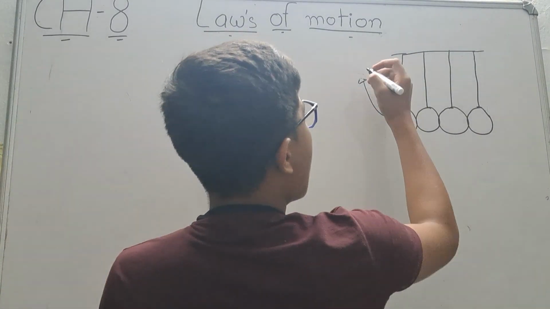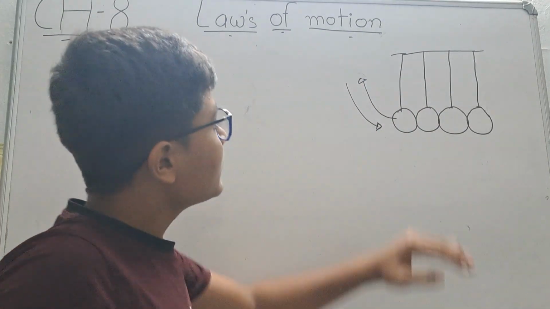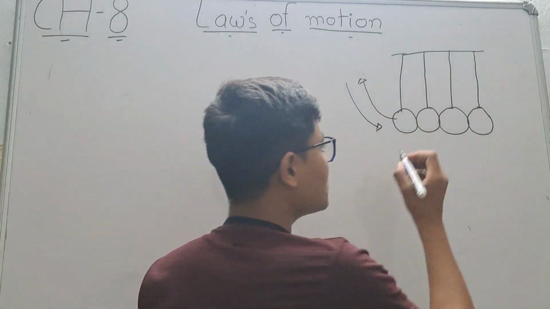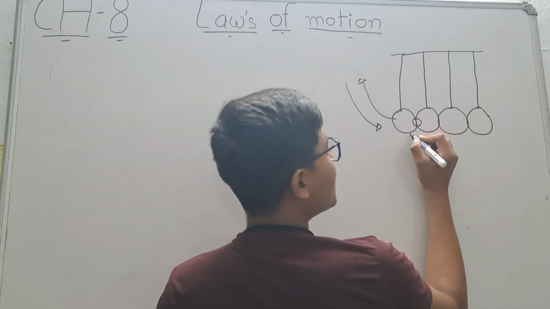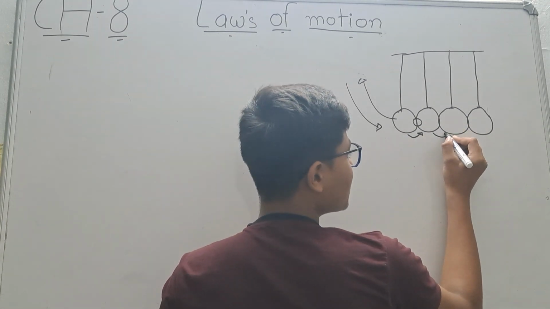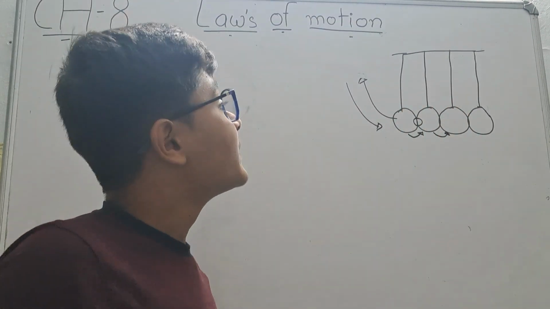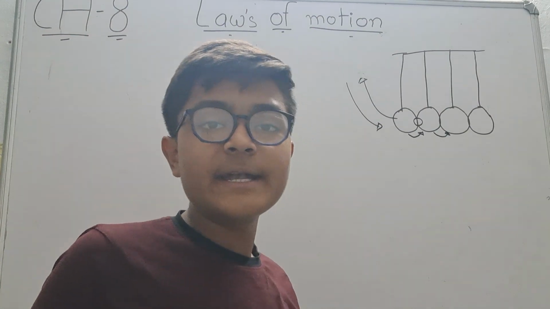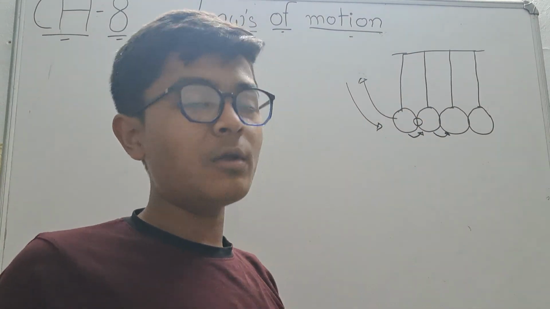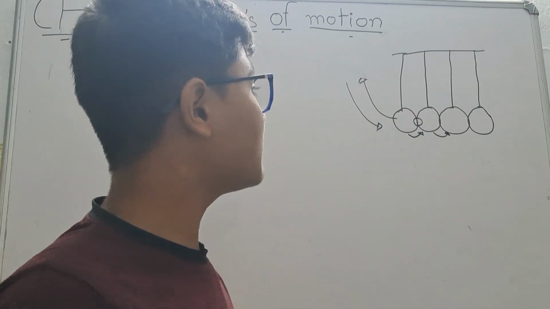I am taking up one ball and releasing it from a height. It will gain velocity, and it has mass also. So mass into velocity, it has momentum also. It collides with this ball over here and transfers its momentum to this ball. This ball will also transfer its momentum to the next ball, because that ball was not getting sufficient momentum to move.